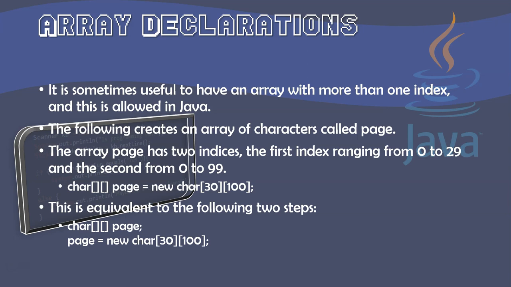This is equivalent, of course, to the following two steps. char[][] page; and then page = new char[30][100]. It's the same thing as we've seen with variables and class types and stuff like that.